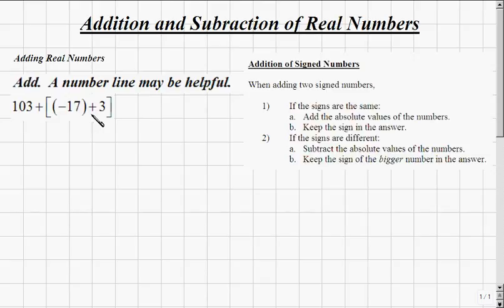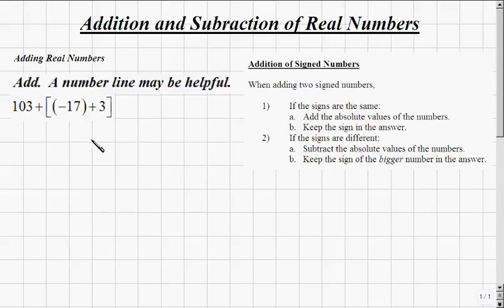So to add negative 17 plus 3, we're adding two signed numbers that are different signs, negative 17, positive 3. Our directions tell us if the signs are different to subtract the absolute values of the numbers and keep the sign of the bigger number in the answer.